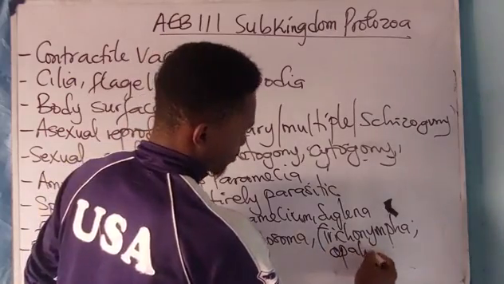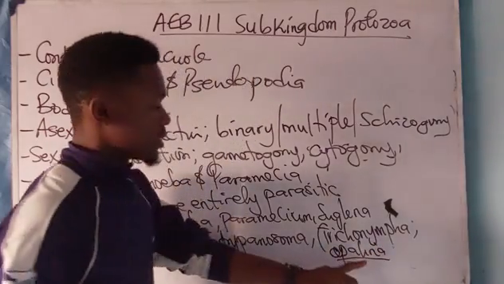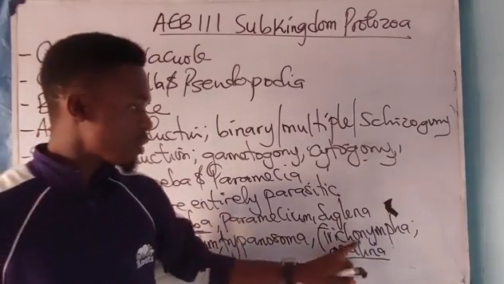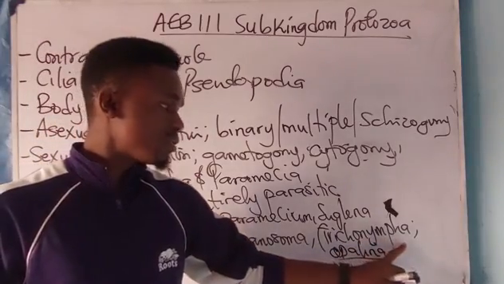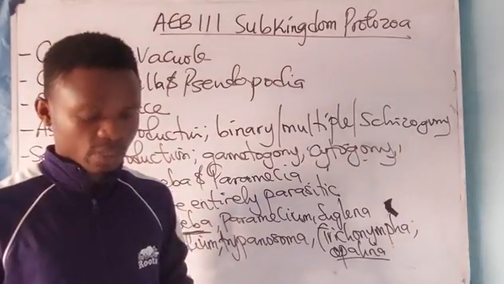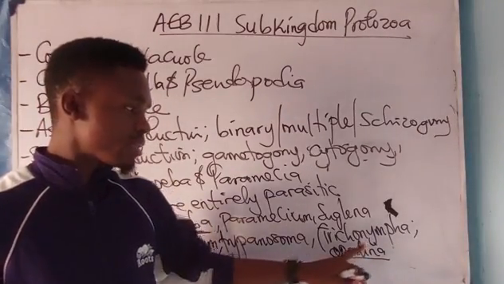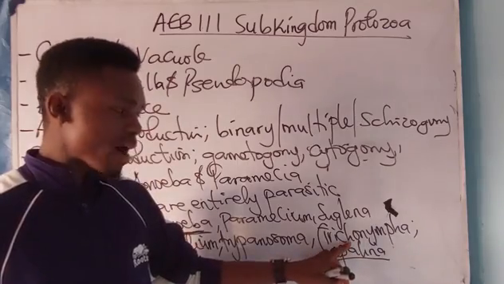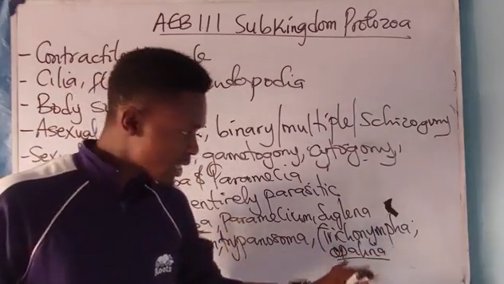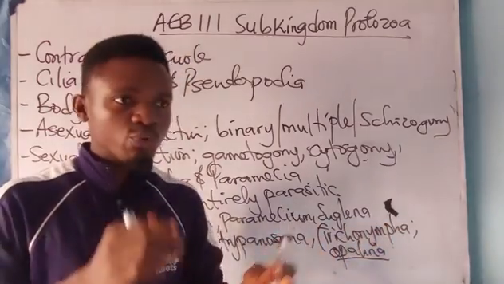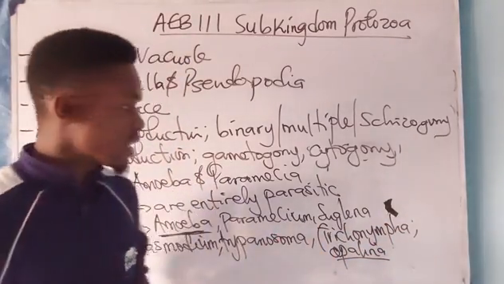Then the parasite of toad is called Opalina. Opalina is the parasite of toad. Trichonympha is found in termites. It is not parasitic. It does not exhibit parasitism with the host. It exhibits symbiosis, which is a mutualistic feeding association.